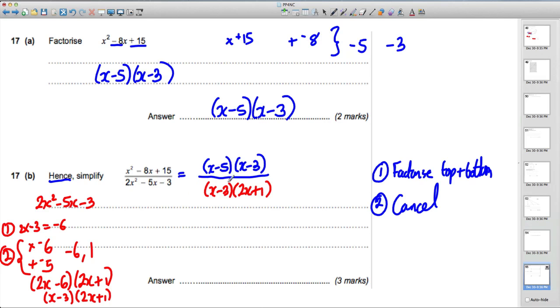You could have also just done that by inspection. And oh look, x minus 3 cancels off top and bottom, and you're simply left with a simpler fraction, x subtract 5 on top and 2x plus 1 on bottom, and you're done.